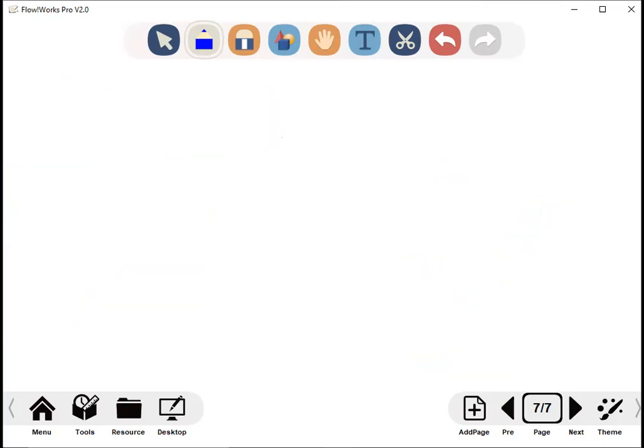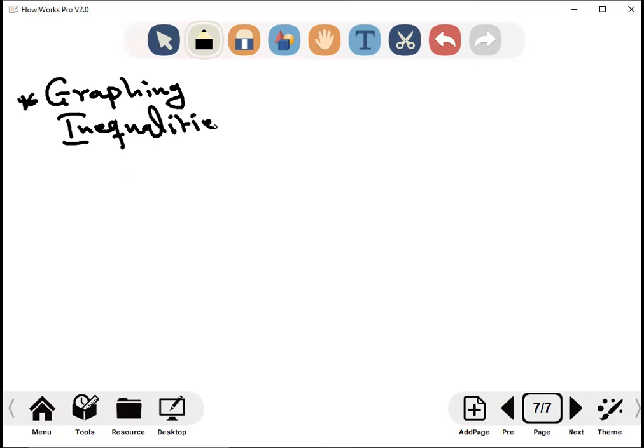How we graph inequalities. Graphing inequalities. Now let's start with it. If we don't finish, we'll continue next Sunday, inshallah. Okay? Now, what's the inequality?